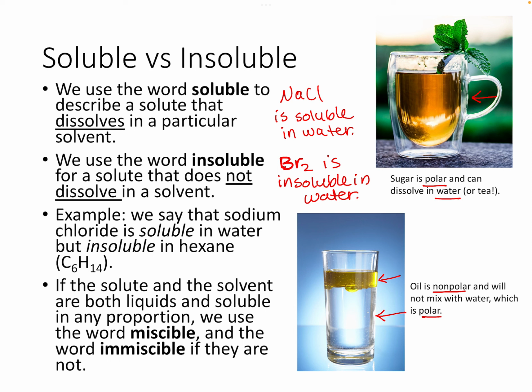Now, a couple of other terms you might see are miscible and immiscible. And these sort of mean the same things as soluble and insoluble. So if the solute and the solvent are both liquids and soluble in any proportion, we use the word miscible, and then the word immiscible if they are not. So what does that mean? Sometimes solutes will only dissolve in a solvent up to a certain point or in a certain amount. But sometimes they can dissolve in any amount. But we might not use those terms miscible and immiscible as often.